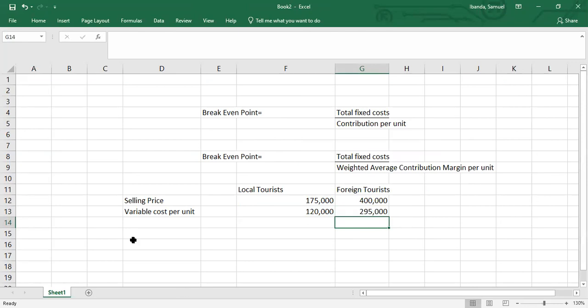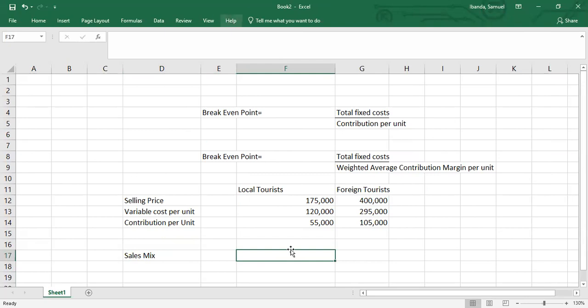Now, ours is also to go ahead and determine the contribution per unit, which is definitely this minus this, isn't it? Yes. Okay, so that is what we have as a contribution. We can also go ahead to determine, remember we have how many units we sell. So we are able to get the sales mix, isn't it? Yes. Sales mix.